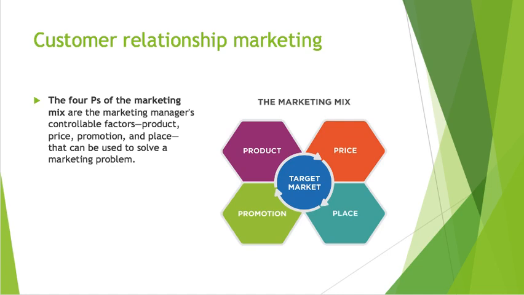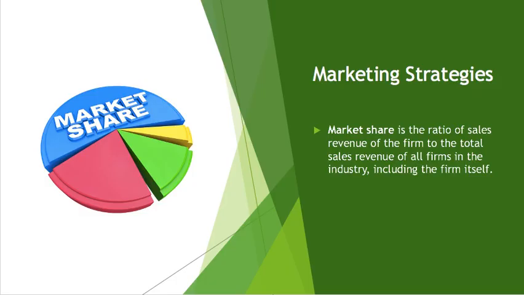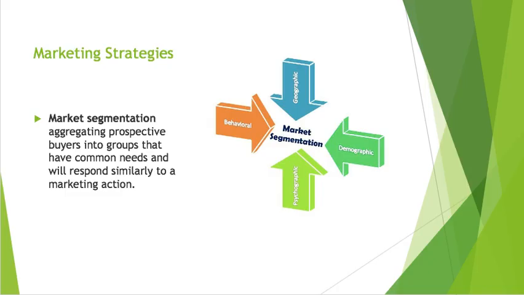Definitely know what the 4 P's of the marketing mix are. We've talked about this in class a lot: product, price, promotion, and place. Understand market share, and that is the ratio of sales revenue of a firm to the total sales revenue of all firms in the industry, including that firm. So it's the entire industry and the share of that firm as part of the whole industry.